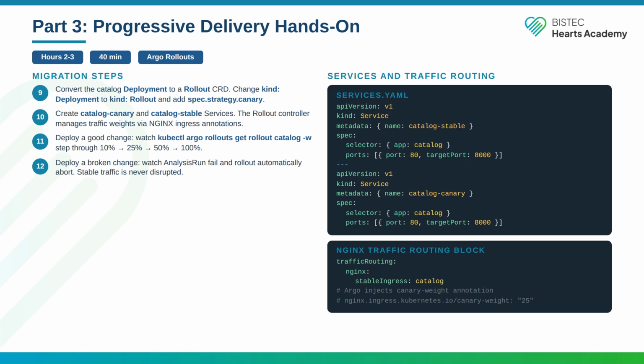The fourth step is to apply the analysis template. Verify that it references the correct Prometheus service address for your cluster. In a kube-prometheus-stack installation, the correct address is typically http://prometheus-operated.monitoring.svc.cluster.local:9090. An incorrectly addressed Prometheus query returns no data, which evaluates as passing analysis, a silent configuration error that only reveals itself when you need it most.